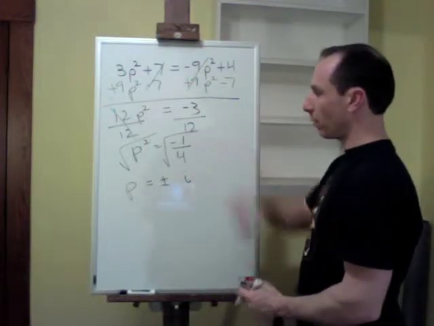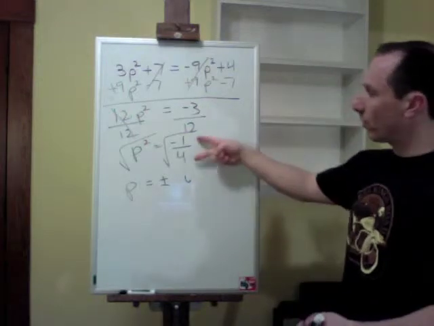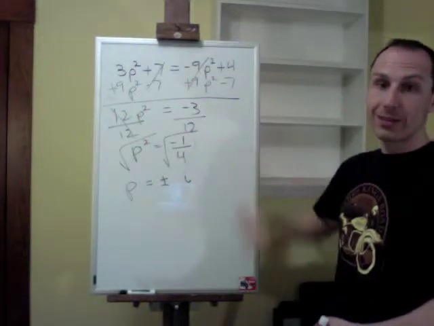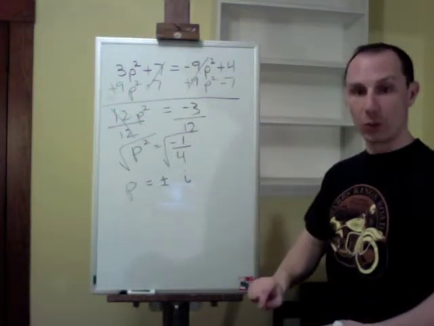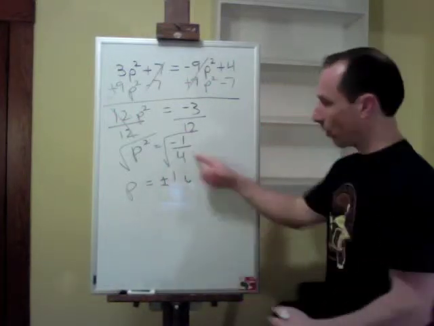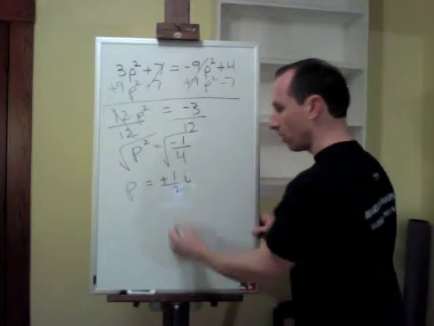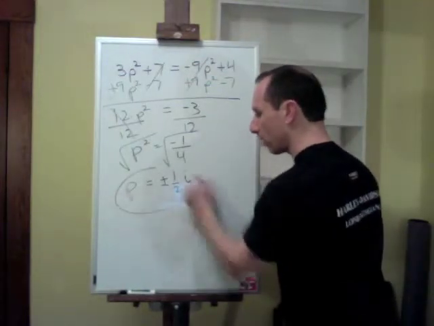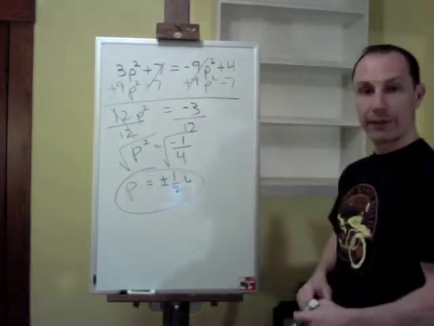And don't forget that our properties of square roots say that if you have the square root of 1/4, it's the same as saying the square root of 1 over the square root of 4. Square root of 1 is 1. Square root of 4 is 2. So our final answer here is plus or minus 1/2 i.